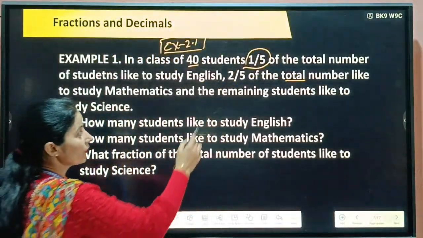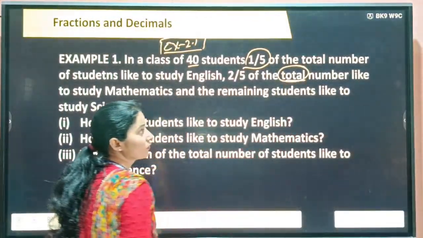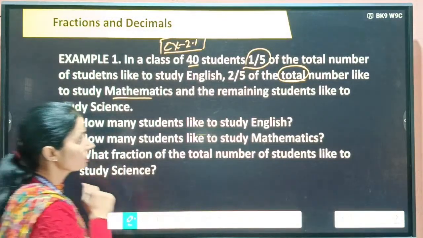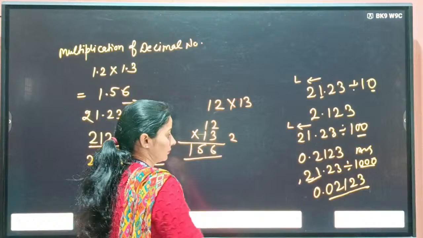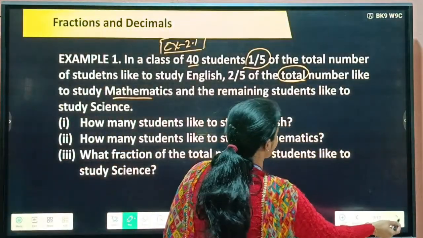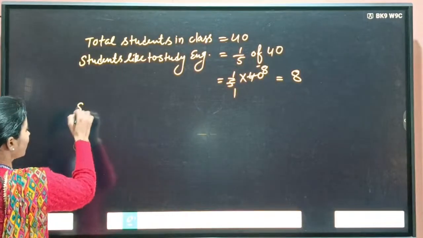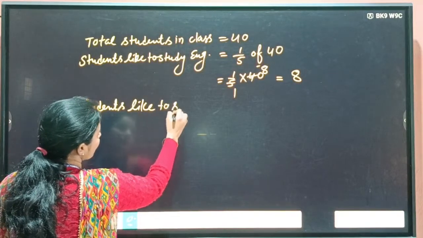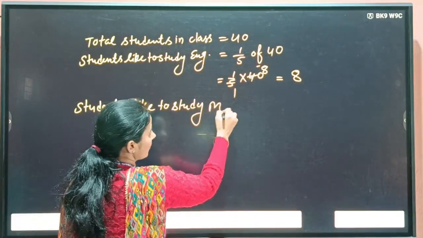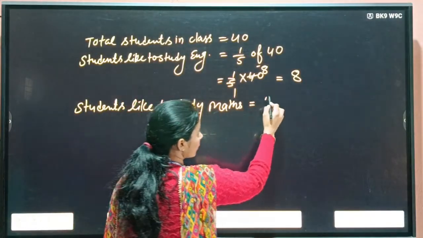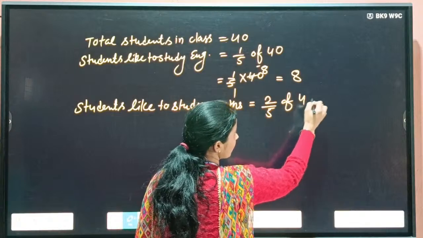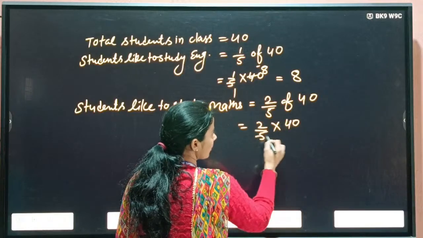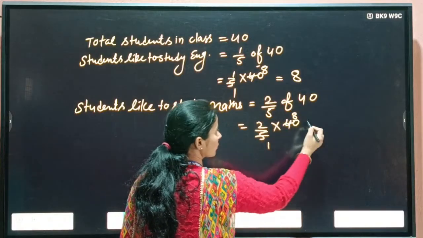Next, 2/5 of the total like to study mathematics, and the remaining like to study science. Students who like to study mathematics are 2/5 of the total, that is 2/5 of 40. 5 ones are 5, 5 8s are 40, 8 2s are 16.